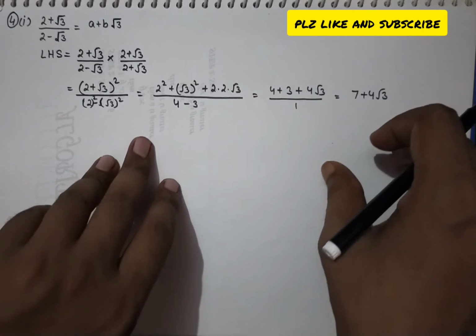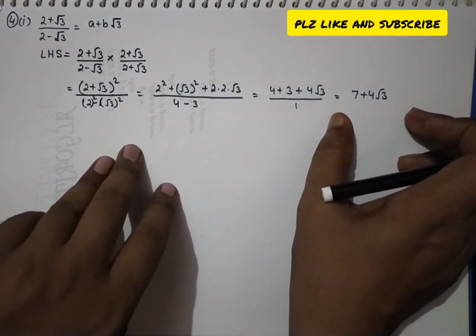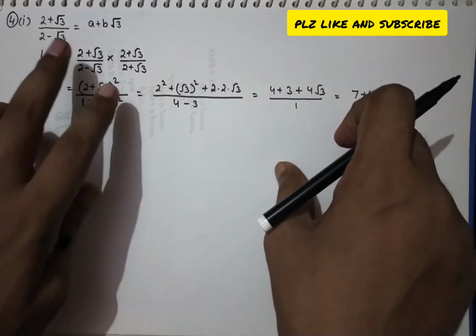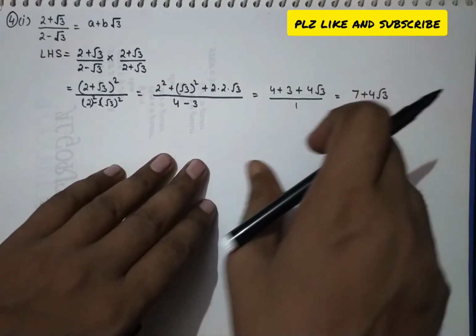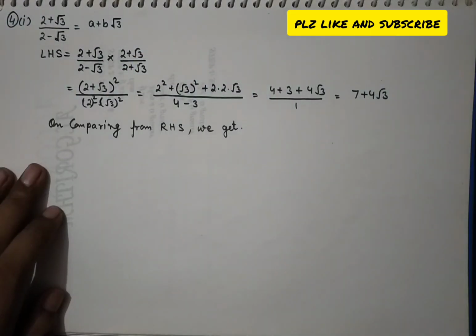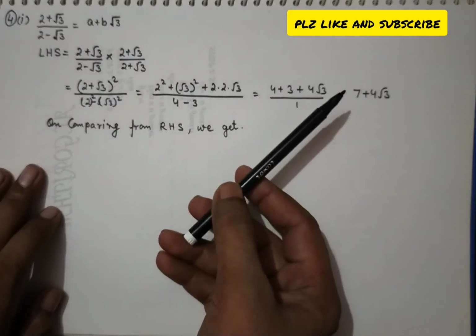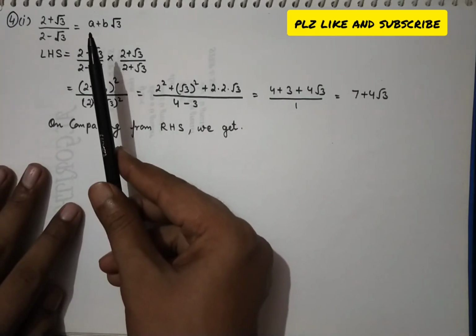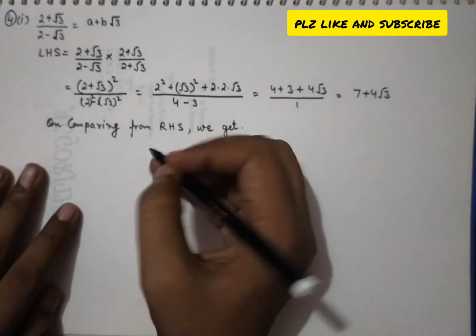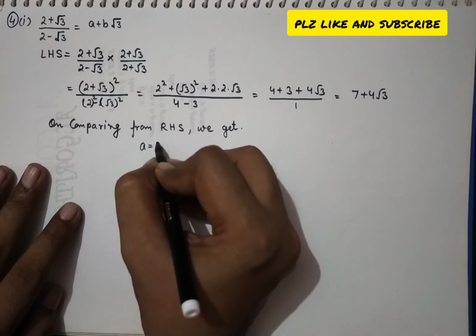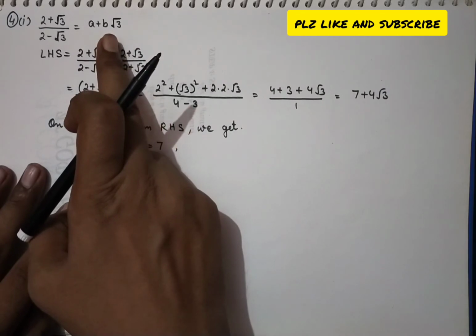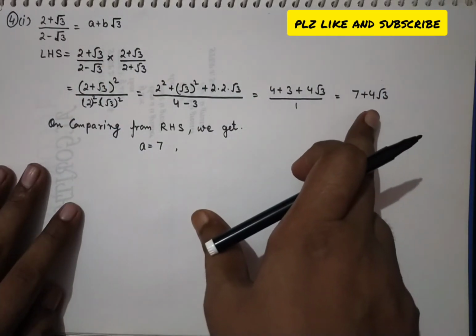Now this is the final solution of the LHS. Now we are going to equate this solution with the RHS. On comparing with the RHS, in place of the rational number we have 7, so a equals 7, and in place of b, that is with root 3, we have 4, so b equals 4.